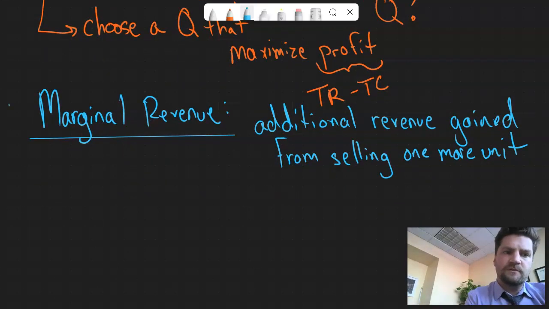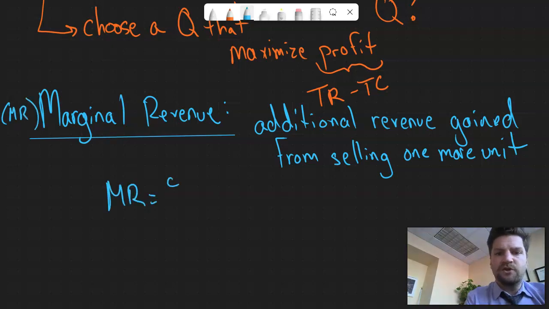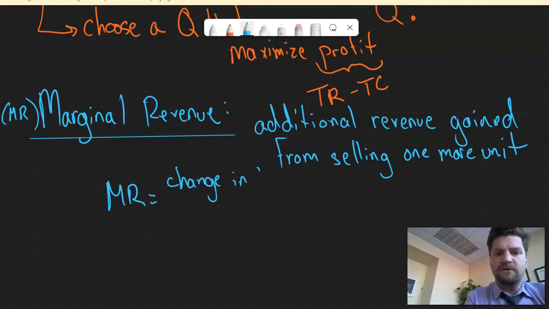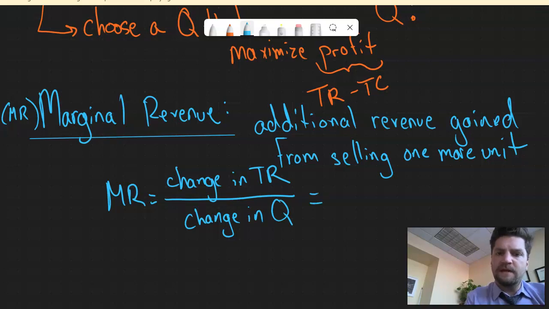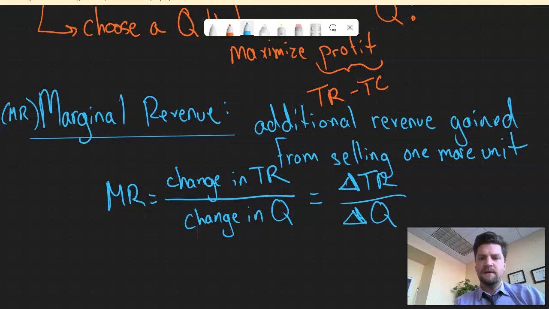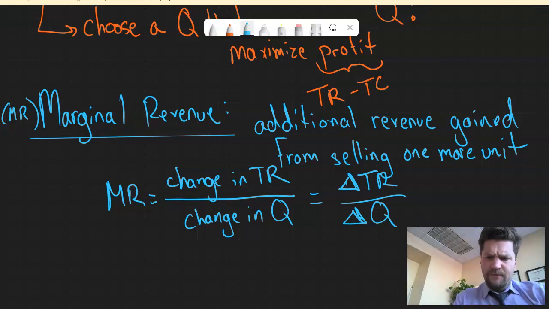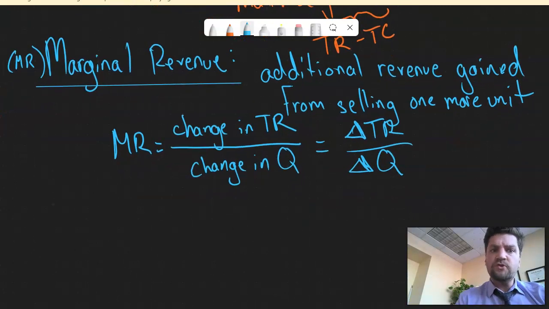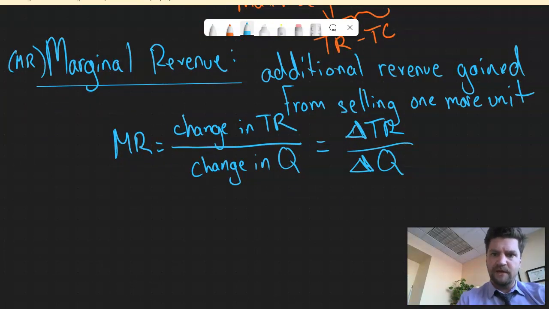Mathematically, our marginal revenue, which we're going to abbreviate as MR, is equal to the change in total revenue divided by the change in quantity. We can also rewrite this using our delta symbols. This is only half of the picture though. They're doing incremental analysis: they need the marginal revenue, the additional revenue gained from selling an additional unit. And the second half of this is that they are going to need the marginal cost.